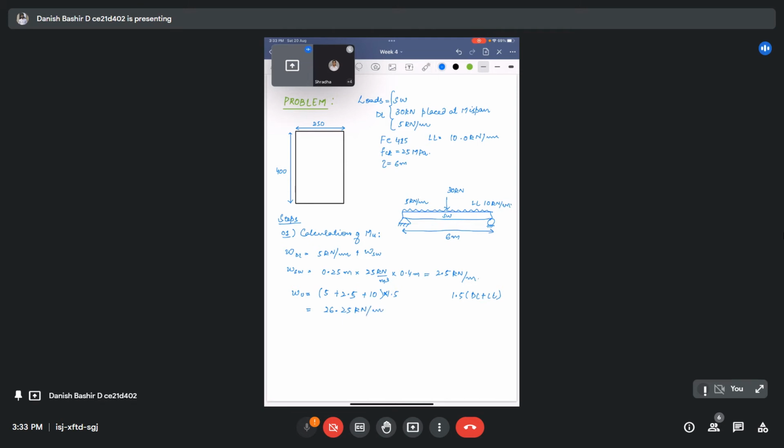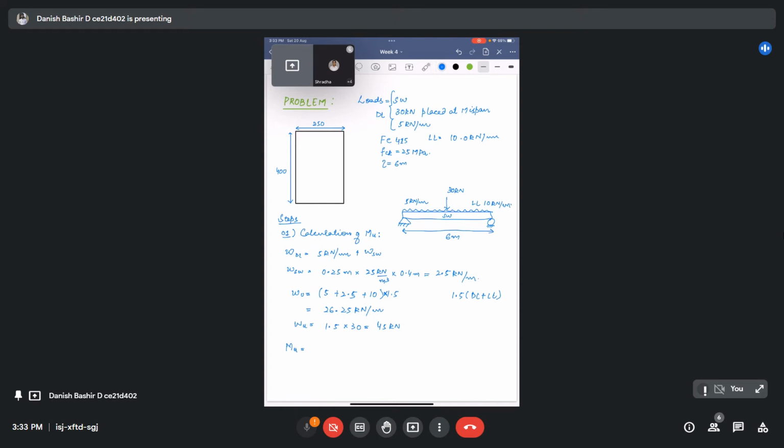The concentrated load is acting as 30 kilonewton, but we have to convert it to a factored load. So multiplying it also by 1.5, 1.5 into 30 comes out to be 45 kilonewton. We have to take care that it is acting at the midspan. We have already calculated the factored load, so we will calculate the factored moment then.